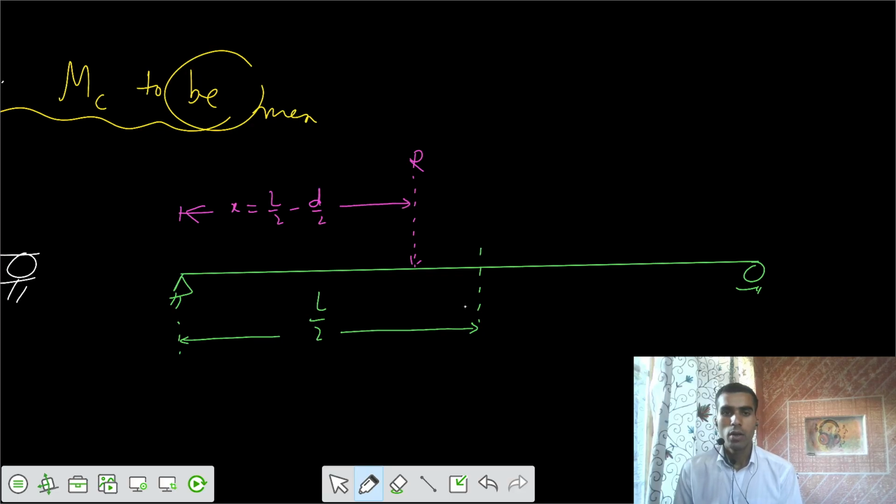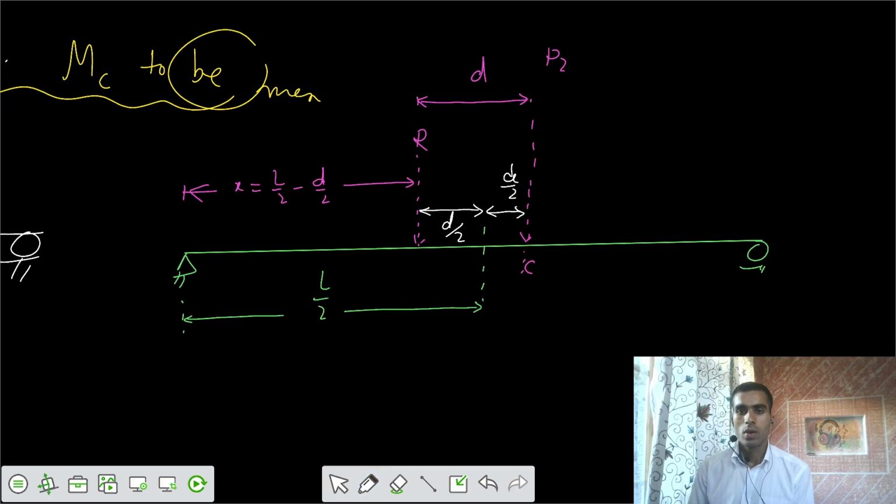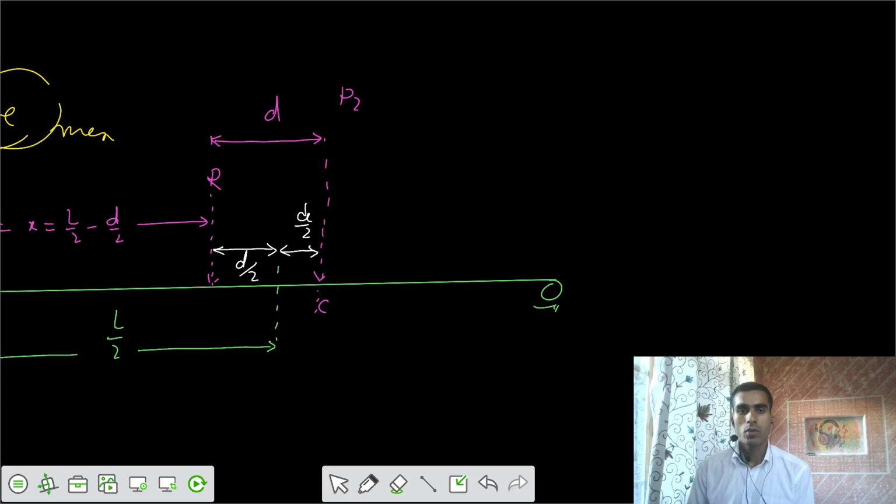And I know that from R to some point we have a concentrated load P2. This was your section C. I would say this was your D by D. Then can you tell me what is this value? Is it D by 2? And what is this value? Is it also D by 2? So what is the conclusion we can have?